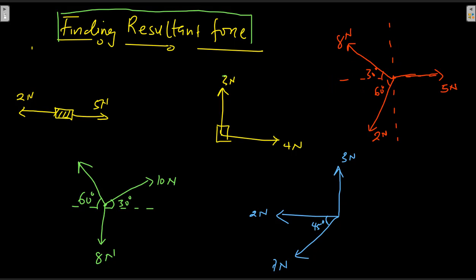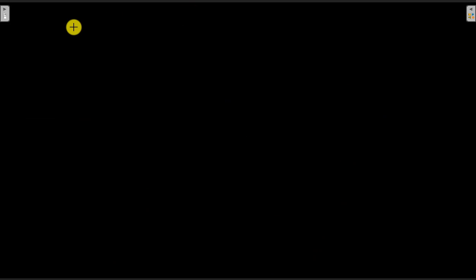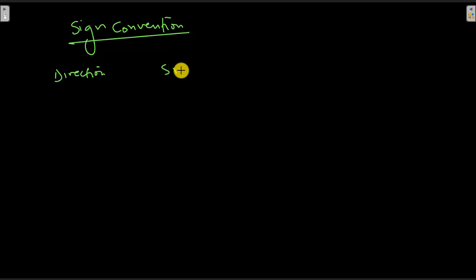Now, before we start, let's look at a little bit of sign convention that we'll be using. So let's have this sign convention. We'll have the direction and the sign that is given to that direction. Let's begin with the right direction, this direction here. By convention, all forces to the right are given a positive sign. In other words, they are positive.